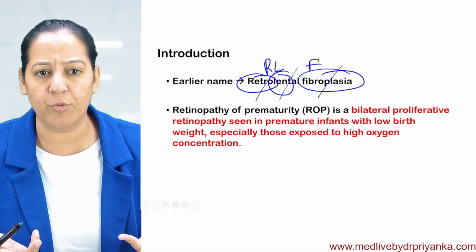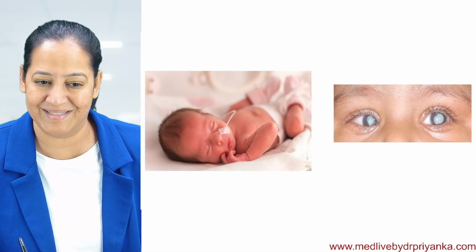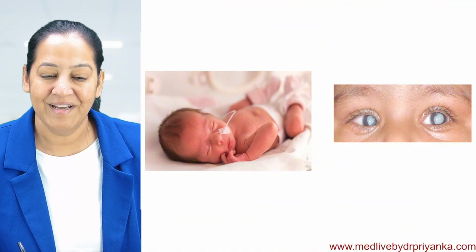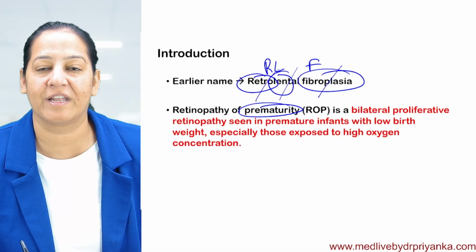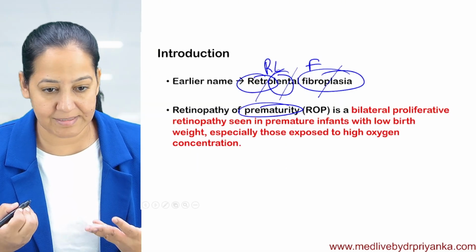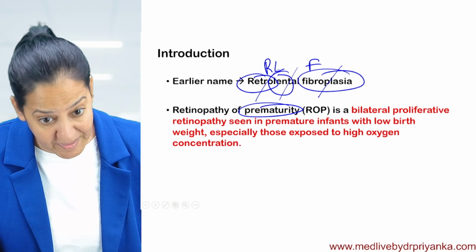So what is basically ROP? Why is it known as retinopathy of prematurity? Because it occurs in premature newborns. The newborns who are premature, in them this disorder occurs. That's why it is known as retinopathy of prematurity. So what is actually happening in the retina? There is some problem happening obviously in the retina of the eyes of the premature newborns.